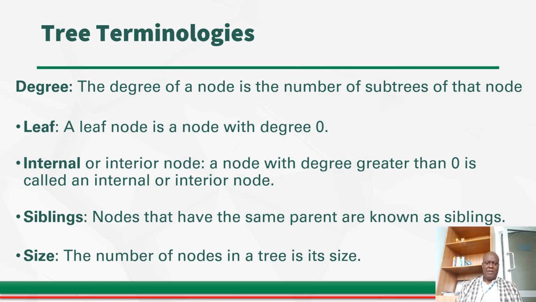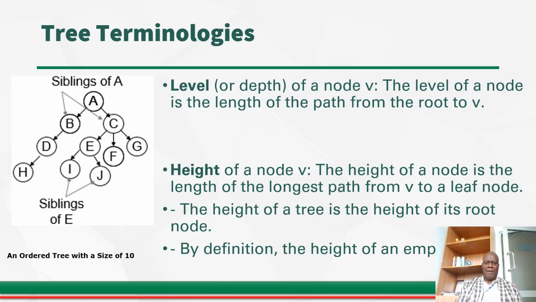Siblings. Siblings are nodes that have the same parents. And so nodes that have the same parents, they are all called siblings. Size. The size of a tree is the number of nodes in that particular tree. So you look at the siblings of A related to A, siblings of E, they descended from A, so they are all related to E.